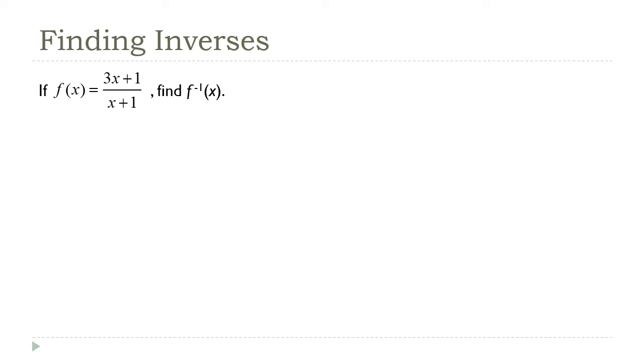All right, so I've got a slightly more complicated one here. It may not be immediately apparent, but this function does have an inverse, right? So let's see. How are we going to do this? So I'm going to start with y equals 3x plus 1 over x plus 1. And I'm going to replace every y with an x and every x with a y. And now I have to solve this, right? Solve this for y and we're home free.